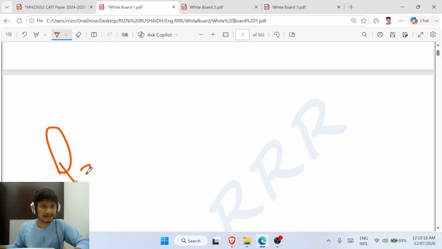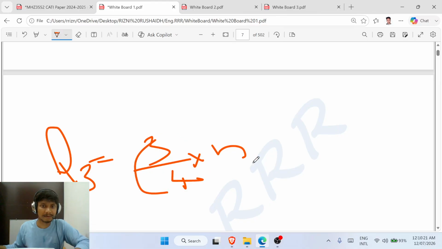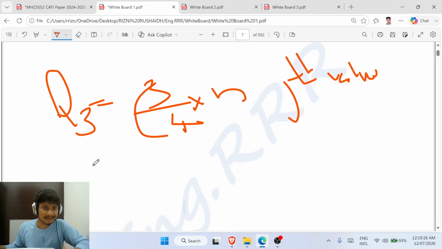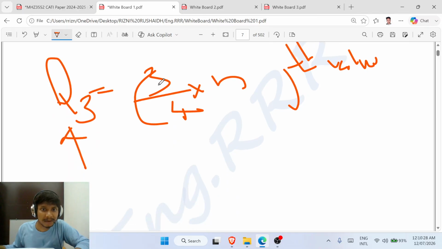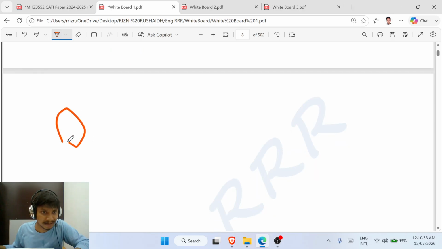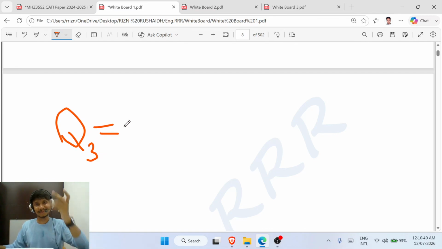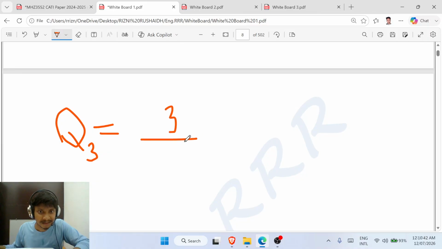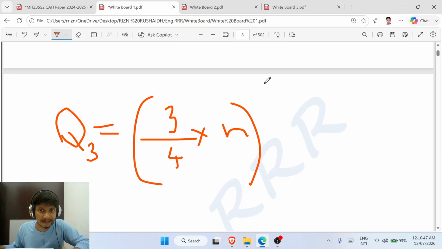Q3 is equal to 3 by 4 into nth value. I write this Q neatly, because some students say that my handwriting is very bad, therefore they can't understand and are unable to read quickly. Q3 is equal to 3 by 4 into n value.